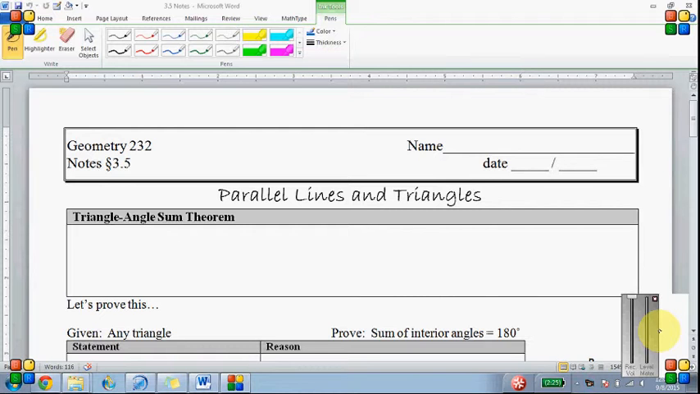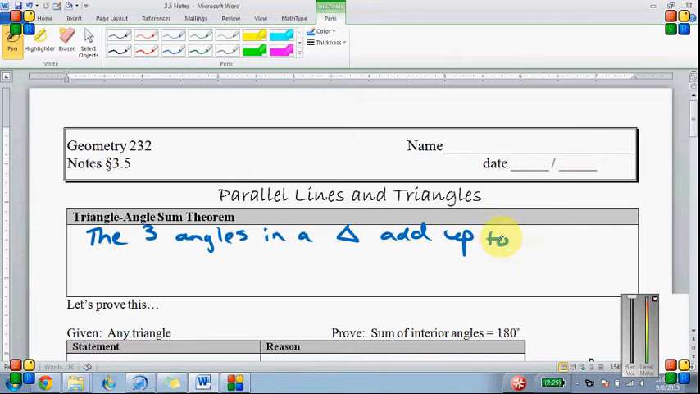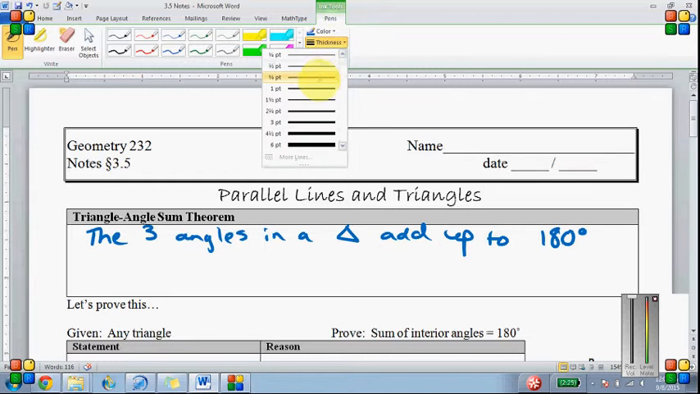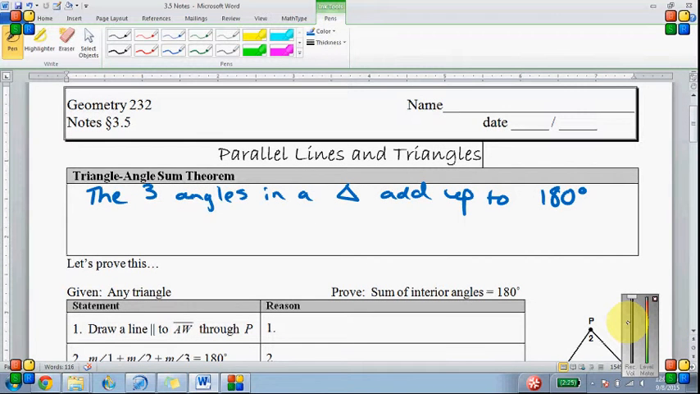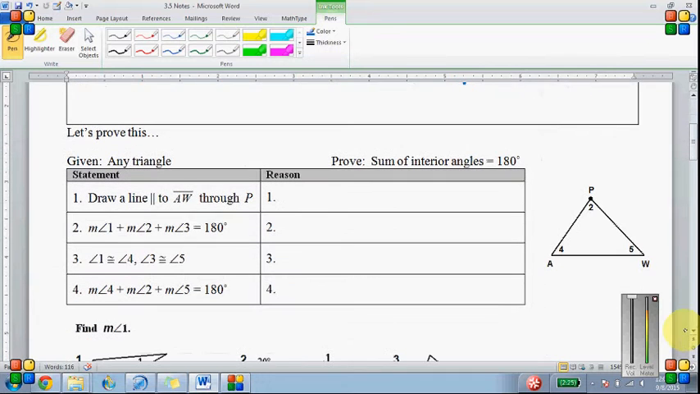First thing that we have is the triangle angle sum theorem, which sounds really fancy, but it's not. Basically, it just says that the three angles in a triangle add up to 180 degrees. Okay, so if I add up all three interior angles of a triangle, I get 180 degrees. So let's prove this to see why that is the case.